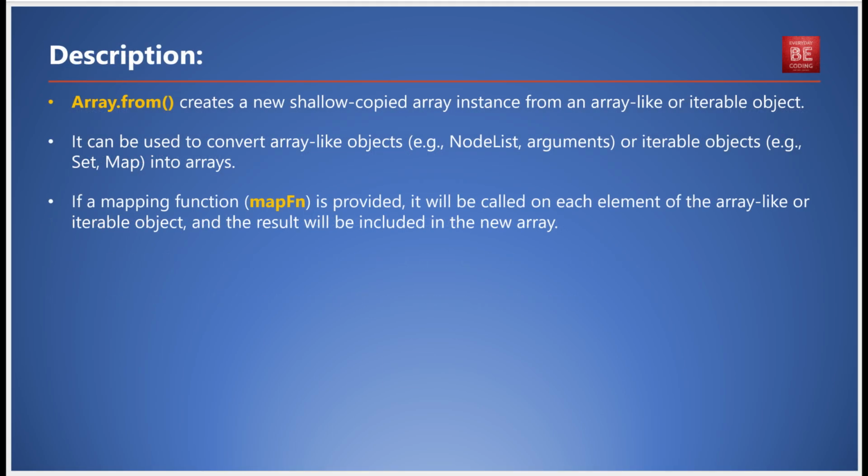What does Array.from do? It creates a new, shallow-copied array instance from an array-like or iterable object. This function is perfect for converting array-like objects such as NodeList or arguments and iterable objects like Set and Map into arrays. If a mapping function is provided, it gets called on each element of the array-like or iterable object, and the result is included in the new array.